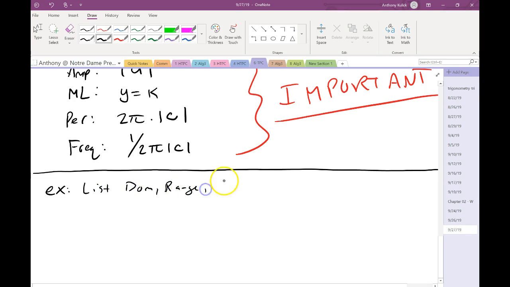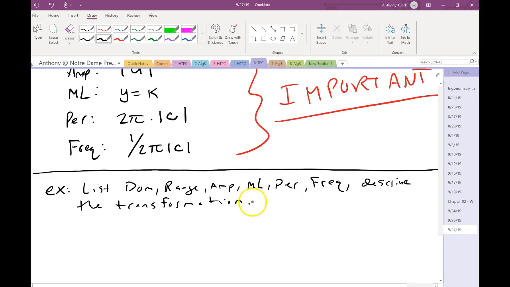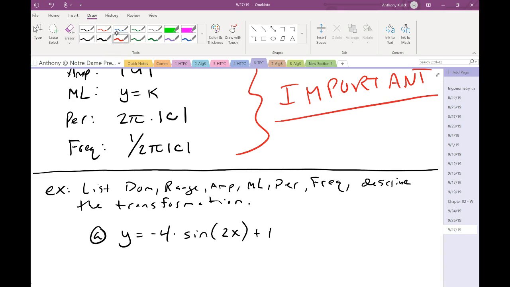So let's list domain, range, amplitude, center line, midline, whatever, same difference, period, frequency, and then describe the transformation. So the first function I'm going to look at is y equals -4 sine of 2x.